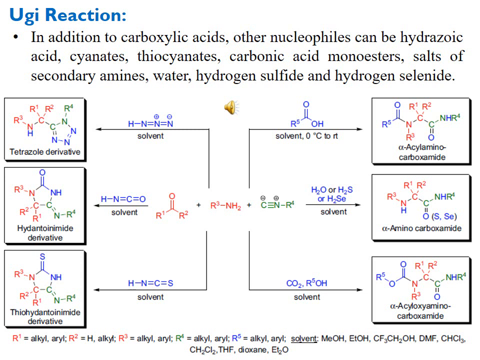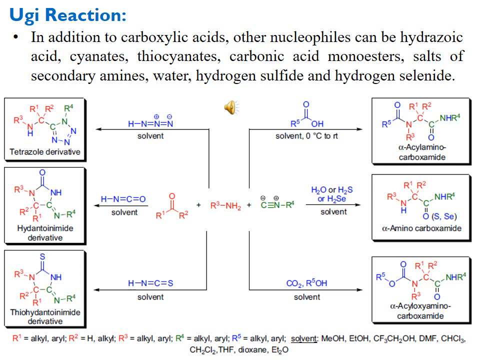In addition to carboxylic acids, which we were using for the Ugi reaction, where number one component was an amine, number two component was an aldehyde or ketone, number three component was an isocyanide, and number four component was a carboxylic acid. In place of carboxylic acid, we can use some other nucleophiles also, like hydrazoic acid, cyanates, thiocyanates, carbonic acid monoesters, salts of secondary amines, water, hydrogen sulfide, and hydrogen selenide, and all of these nucleophiles will give a large number of different moieties, and here we also get some heterocyclic moieties.